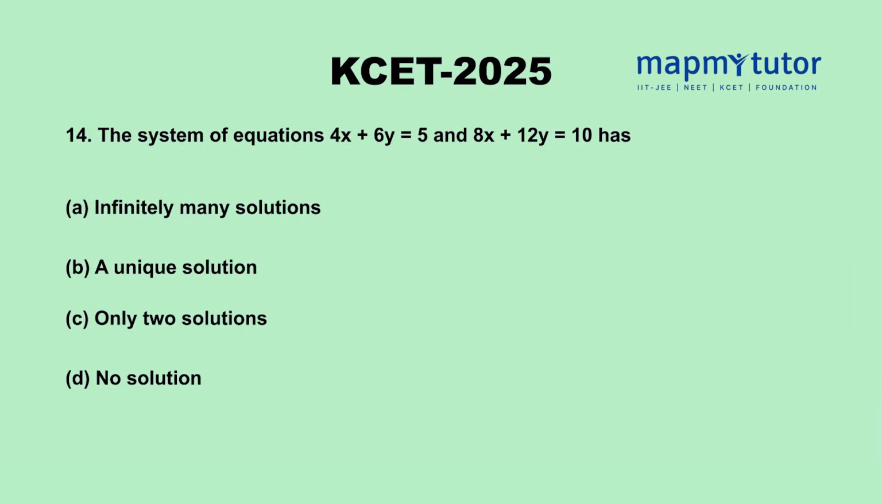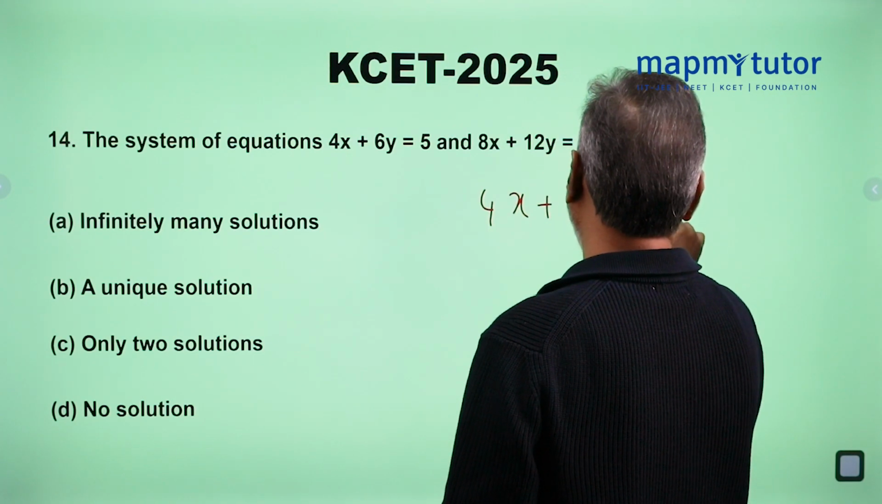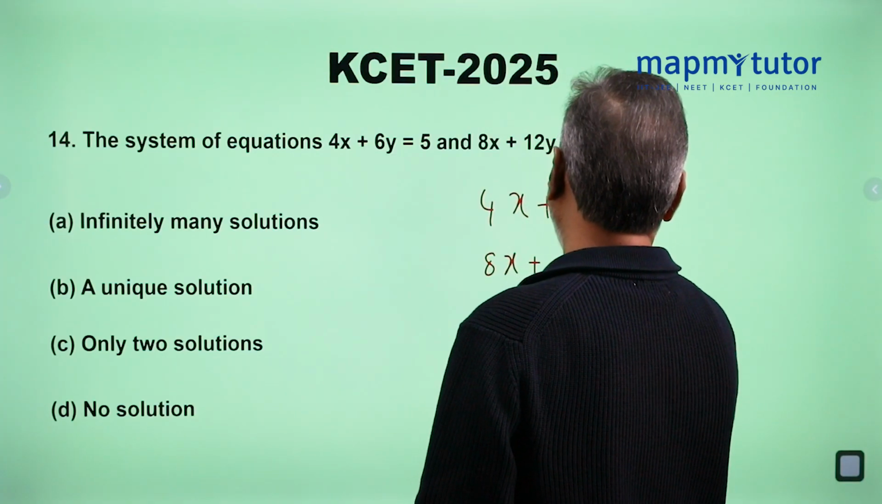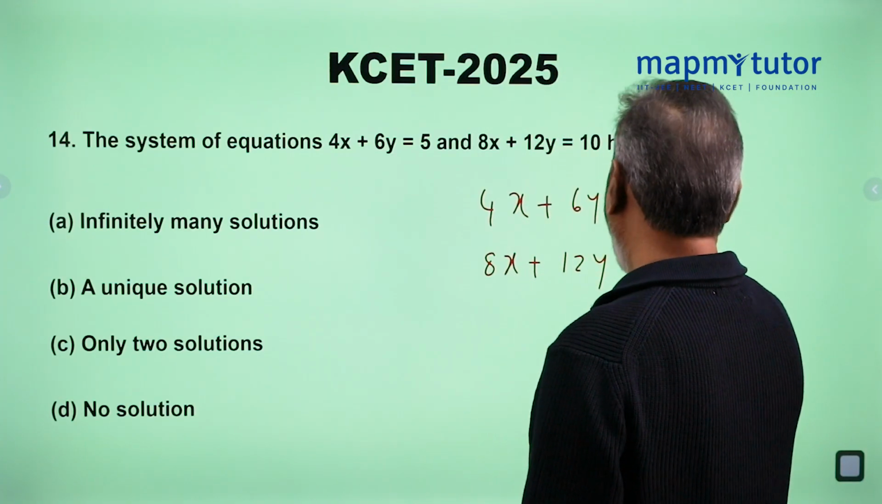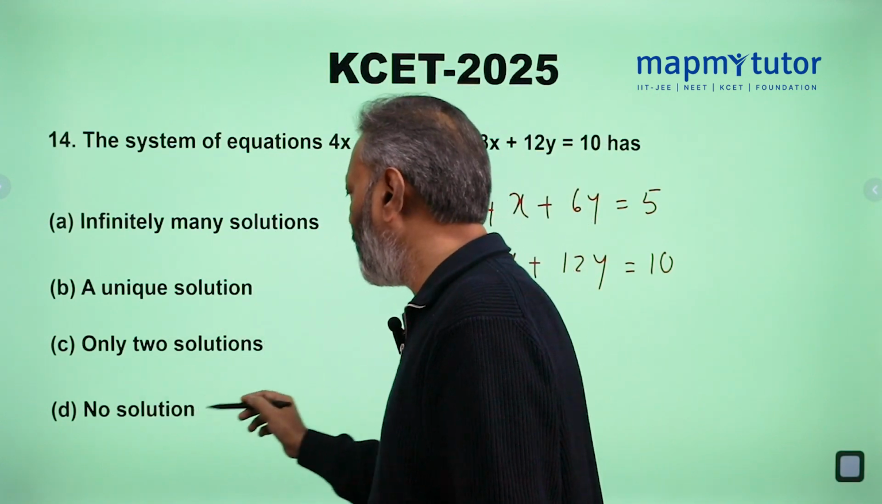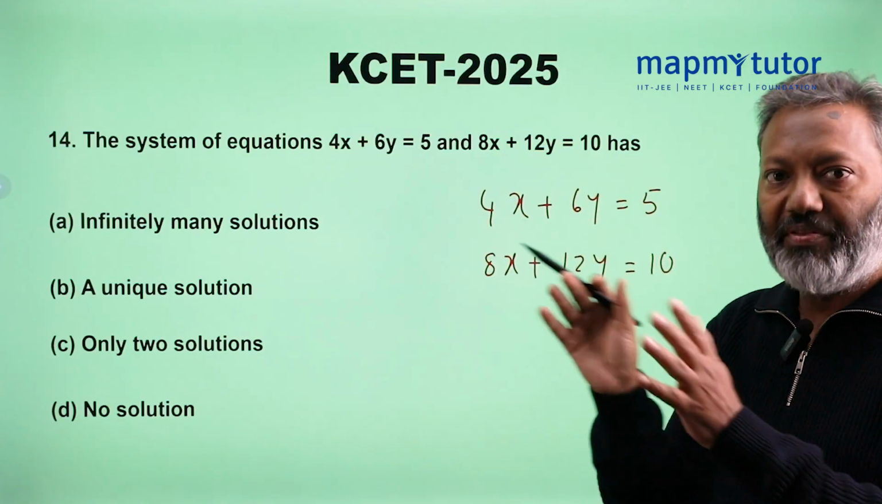The system of equations 4x plus 6y equal to 5 and 8x plus 12y equal to 10 has infinitely many solutions, unique solution, or no solution, something like that. That means your job is to find the number of solutions of these two.